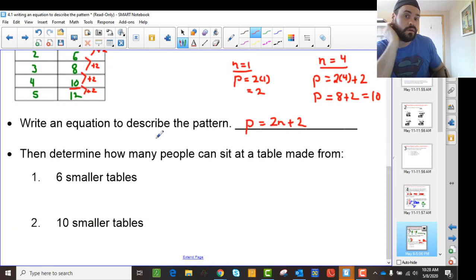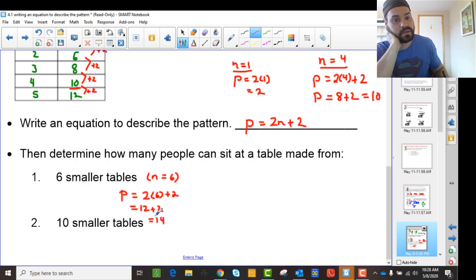So now, how do we determine how many people can sit at 6 smaller tables? Well, that means, in our equation, that n is 6. So we say P is 2 times 6 plus 2, and that would give me 12 plus 2, which would be 14. Okay, so there's 14 people that can sit around 6 tables.